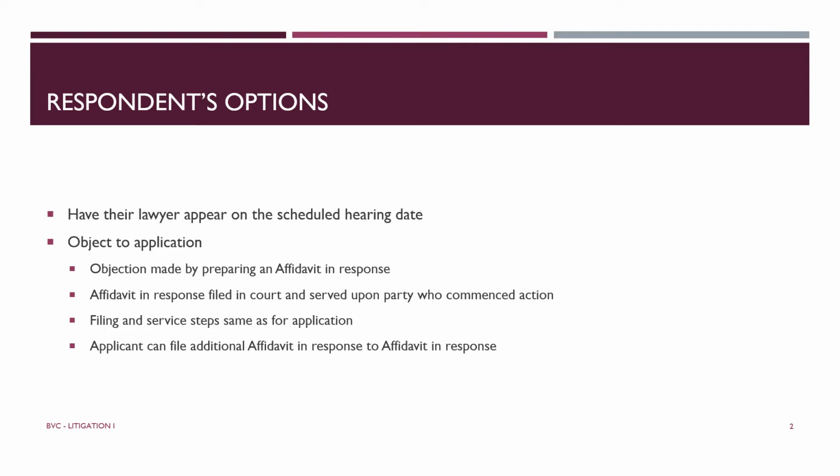One final hitch: if the respondent files an affidavit objecting, the applicant can file a second affidavit. So in theory, if you have an interim application, you could have one application document, one initial affidavit by the applicant, the person who started the action, one affidavit by the respondent, and then a third or response affidavit by the applicant. So it's possible to have one application document and 3 affidavits, just to keep that in mind.